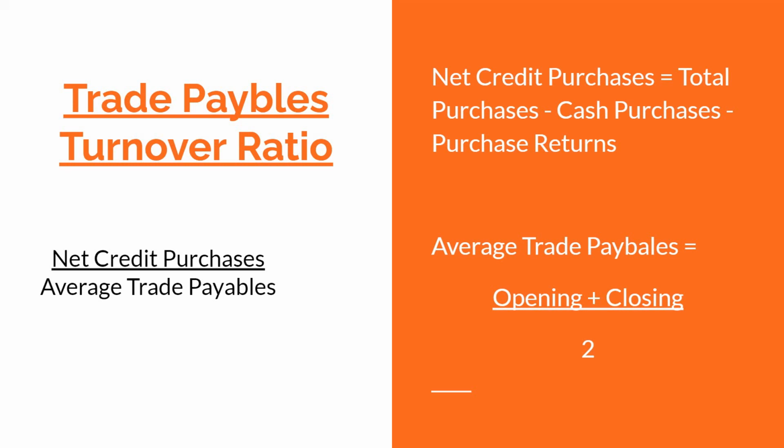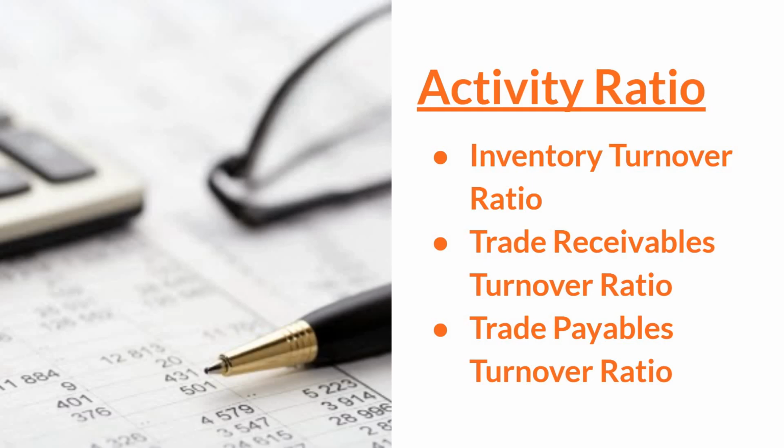Net credit purchases are very simple: total purchases minus cash purchases less any purchase returns that we had. Average trade payables are again very simple: opening plus closing creditors or payables divided by 2. Let's suppose your net credit purchases are 4,000 and your average trade payables are 500. Calculating 4,000 divided by 500, it would be 8. So a figure of 8, that is your purchases are 8 times your creditors. It's a good ratio.